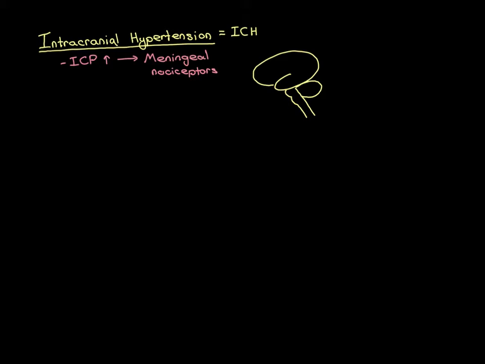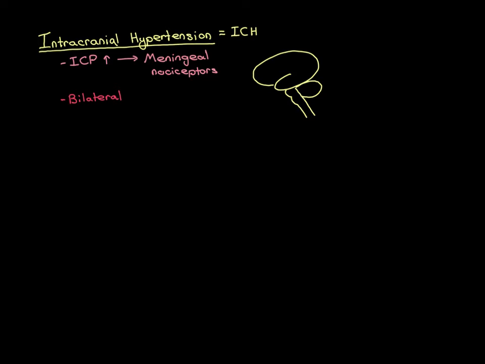Now, let's try and understand where the site of the headache is going to be in intracranial hypertension. So you're going to be getting activation of the meningeal nociceptors all over the brain here. On both sides is the first thing, which means that this headache is going to be bilateral. So let's start by writing down some of the descriptions here. So the headache that you're going to get in intracranial hypertension is going to be bilateral.